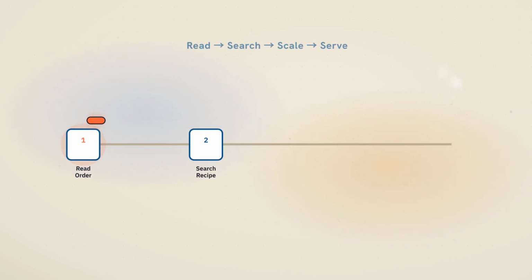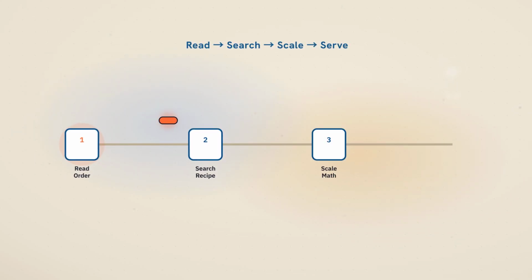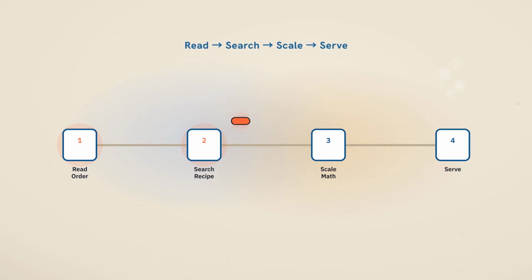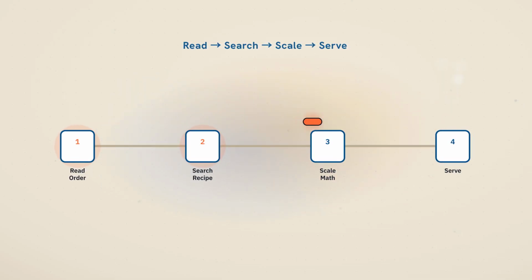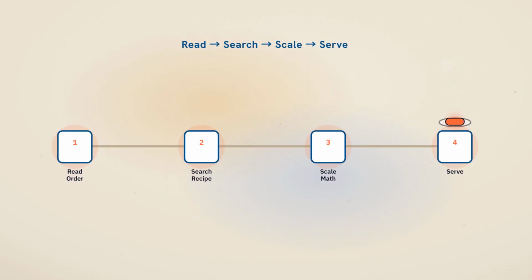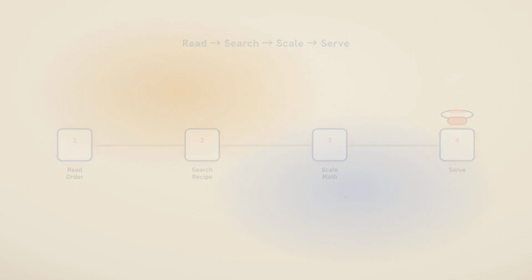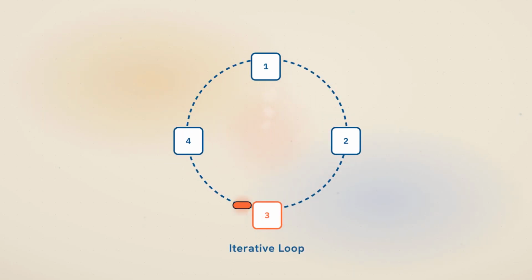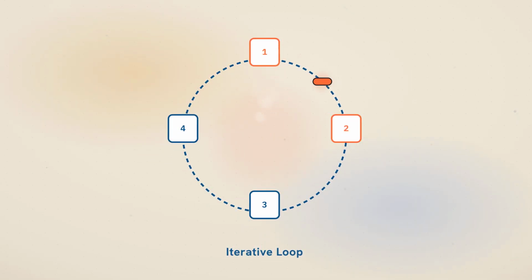Here's how it works in the kitchen. First, the AI reads the user's order. Then, LangChain passes that order to a search gadget to find a recipe. Next, it hands the recipe to a math gadget to scale the ingredients. Finally, it serves the final answer back to the user. The chain just loops through reading, processing, and passing the baton until it's done.